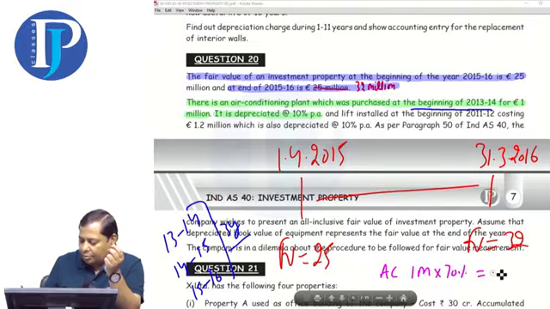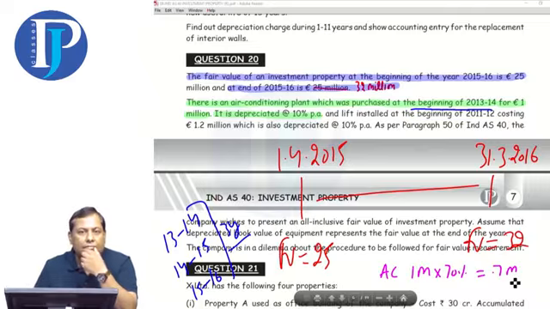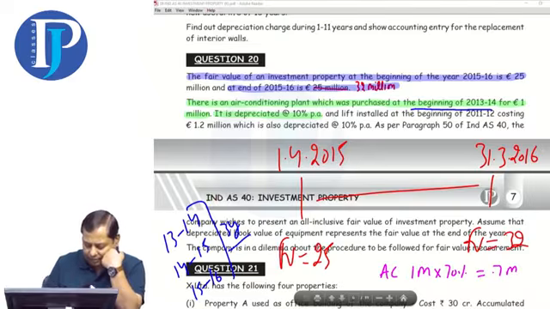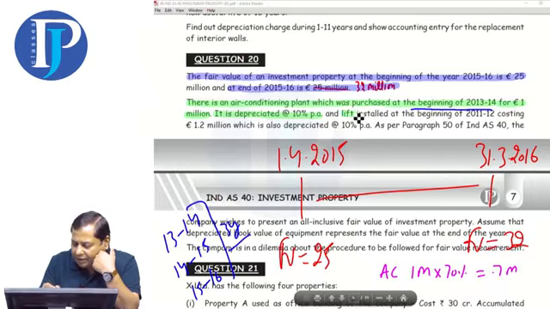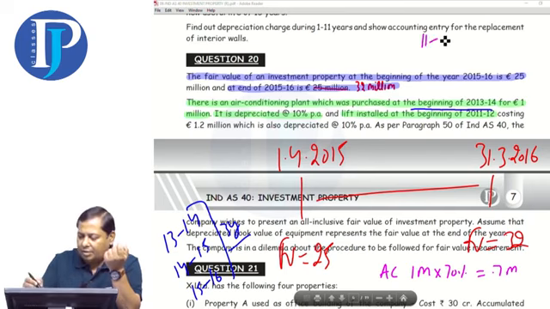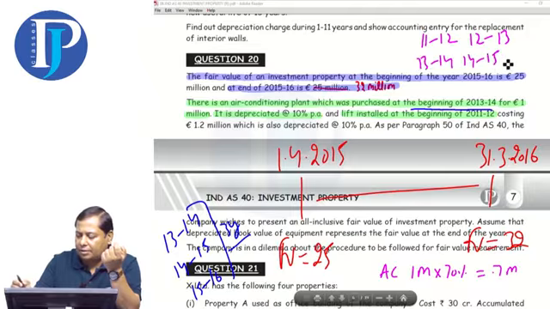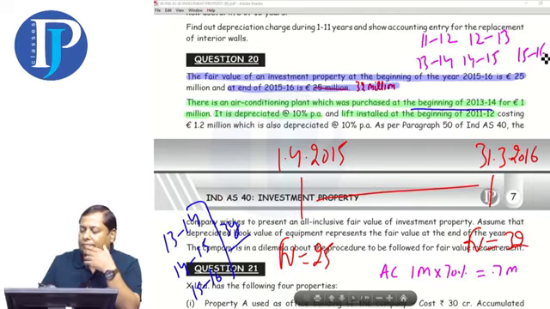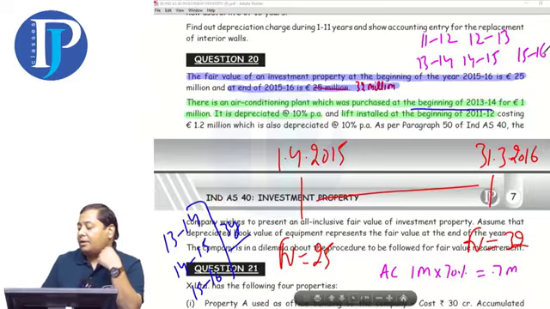70%. So it will be 0.7 million. It was 1 million. There would have been 3 depreciations of 10% each, totaling 30% and leaving 70% value. Then there is a lift in it. This lift was installed in the beginning of 11-12. 11-12, 12-13, 13-14, 14-15 and 15-16. It was applied 5 years ago.